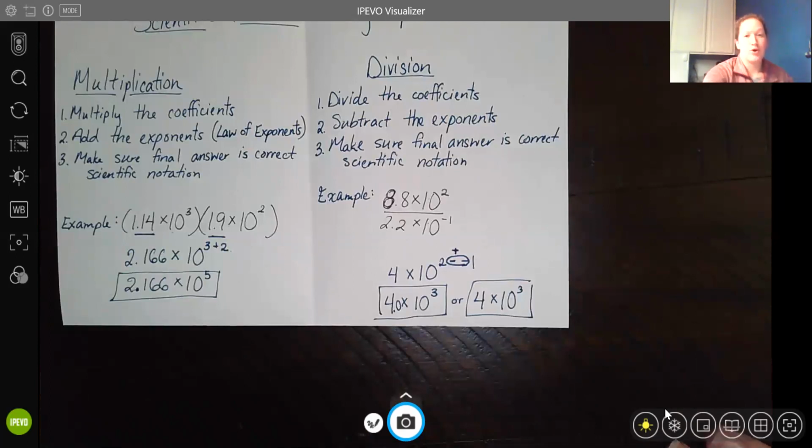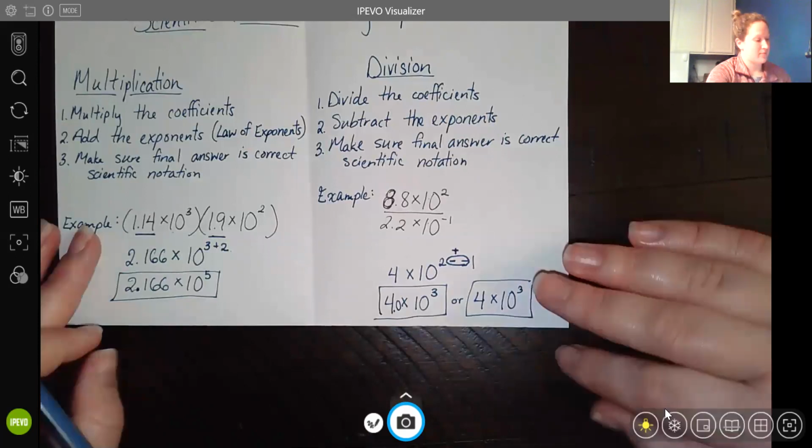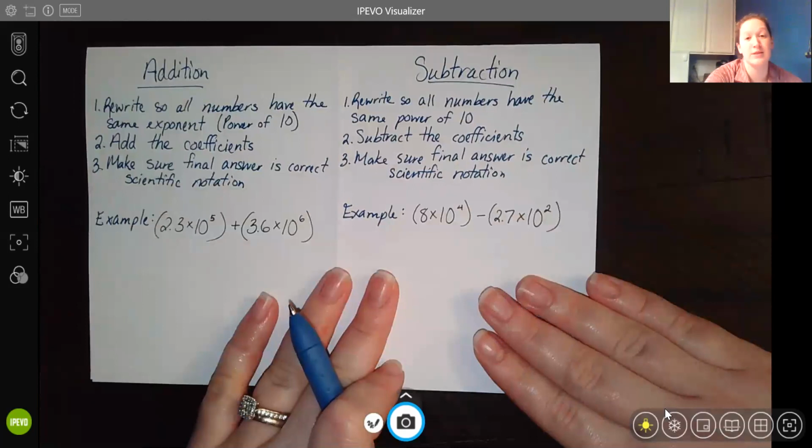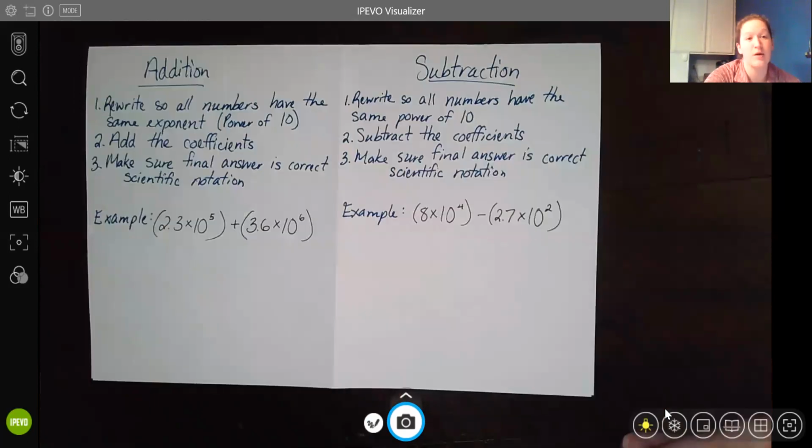The last thing I'm going to go over with you today is addition and subtraction for numbers in scientific notation. Addition and subtraction start out in a similar way.